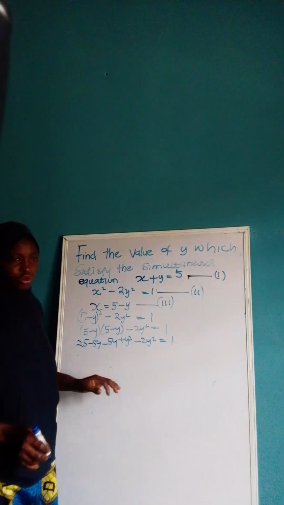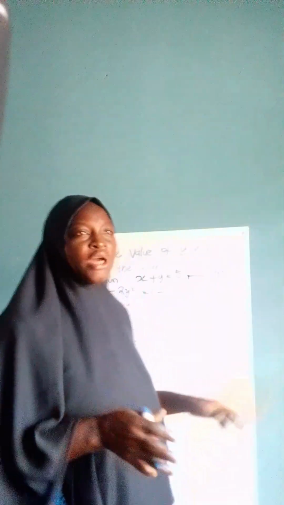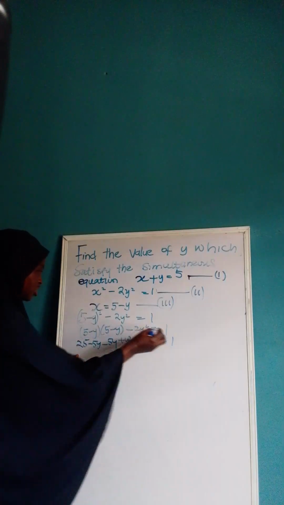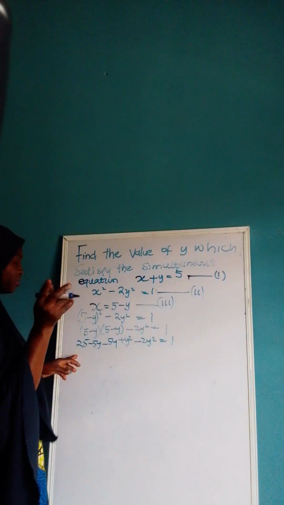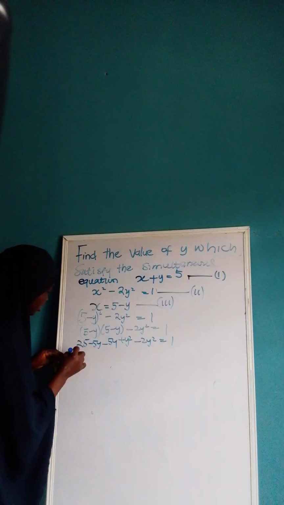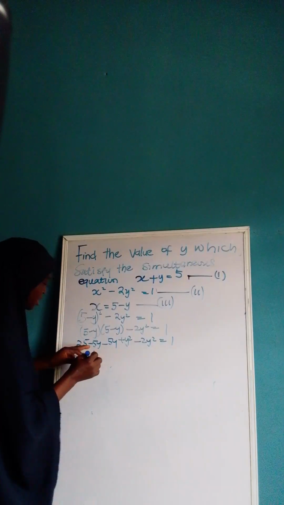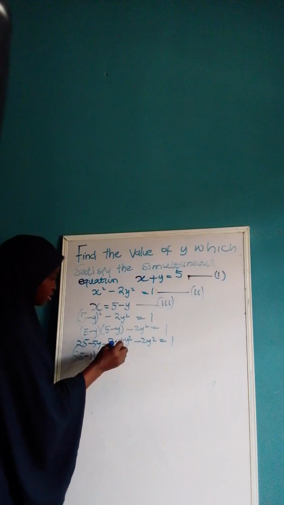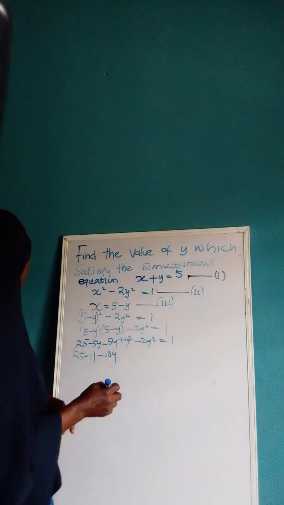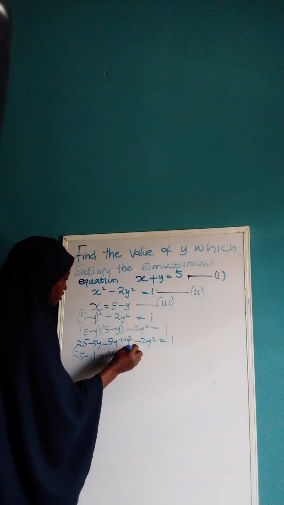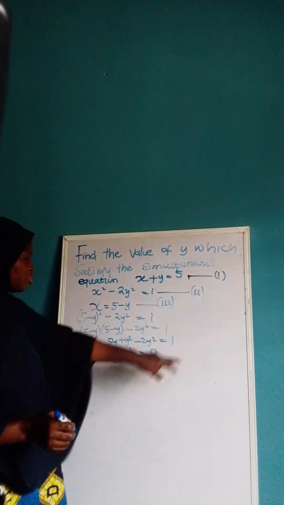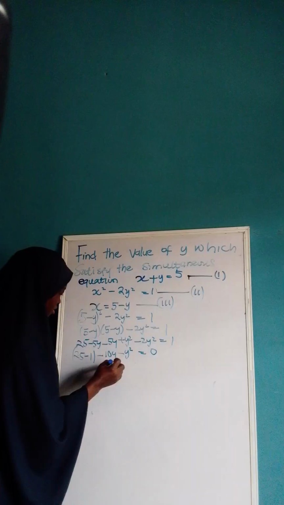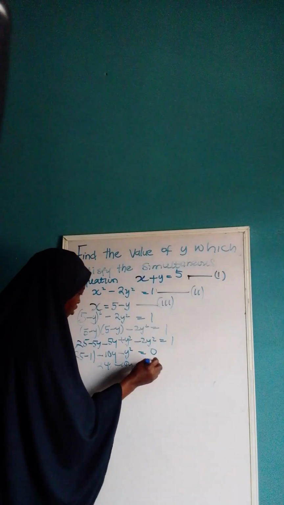The next thing that we are going to do, having expanded the bracket, is to collect the like terms. 25 has no like term, but you can bring in this 1. If you take it across, it changes to minus 1, so 25 minus 1. Minus 5y minus 5y will give us minus 10y. Plus y squared minus 2y squared will give us minus y squared. Everything equals 0 because we brought in that 1. So now the equation is 24 minus 10y minus y squared equals 0.